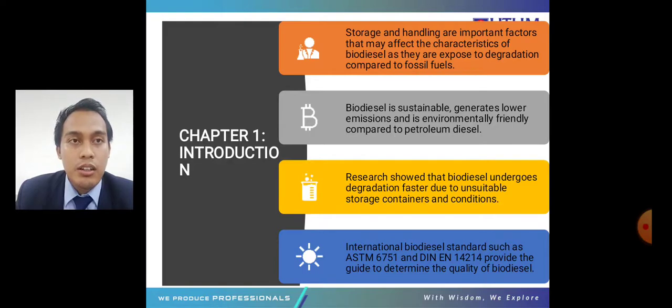The introduction is for biodiesel. The storage and handling are important factors that may affect the characteristics of biodiesel, as it is exposed to degradation compared to fossil fuels. Biodiesel is also sustainable, generates lower emissions and is environmentally friendly compared to petroleum diesel. However, research showed that biodiesel undergoes degradation faster due to unsuitable storage containers and conditions. The tests done on the biodiesel are guided by the standards ASTM D6751 and DIN EN 14214 for the standardization of biodiesel.